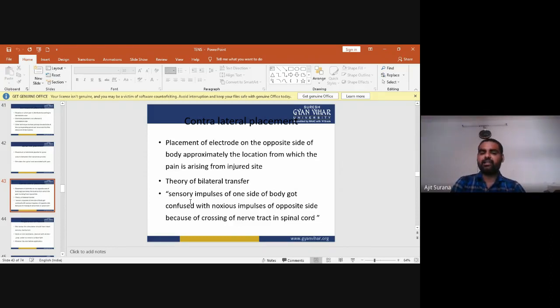Contralateral placement is also called the theory of bilateral transfer. Sensory impulses of one side of the body get confused with noxious impulses of the opposite side because of the crossing of the nerve tract in the spinal cord.